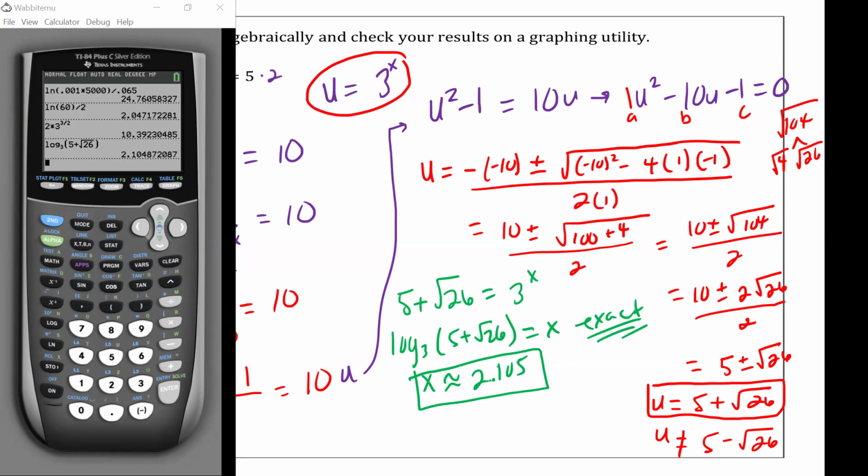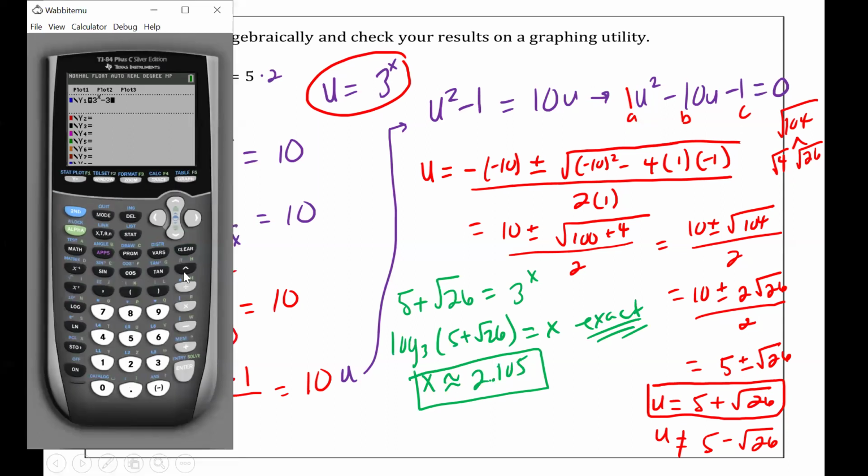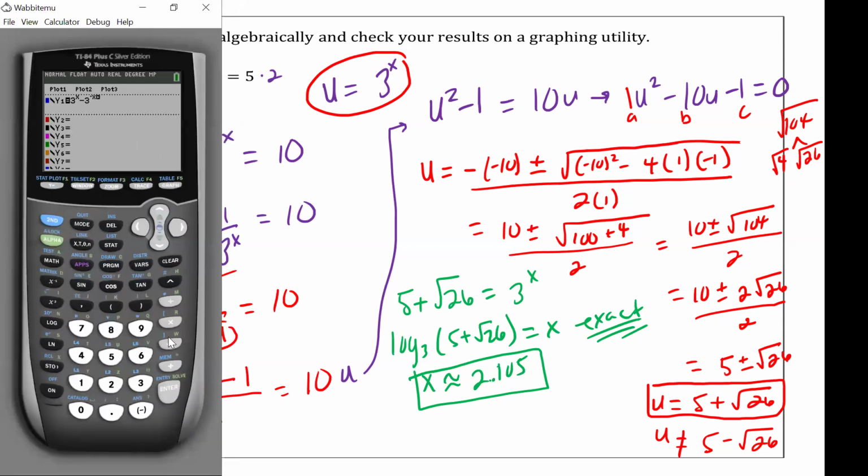Now, if I'm given the calculator, if this is a calculator option, and it's not asking me to explain algebraically, then I'm going to go to y equals. I'm not going to lie to you. I'm going to put in 3 to the x minus 3 to the negative x, and it's going to be equal to 10. So this right here is my y1 and my y2. I'm going to press graph, and I'm going to see what I can see.